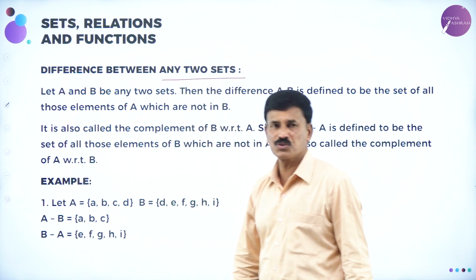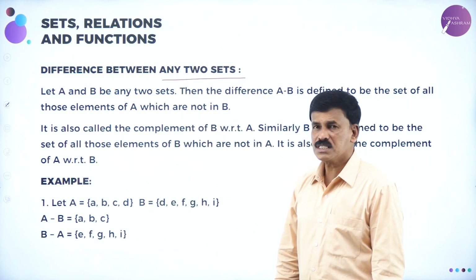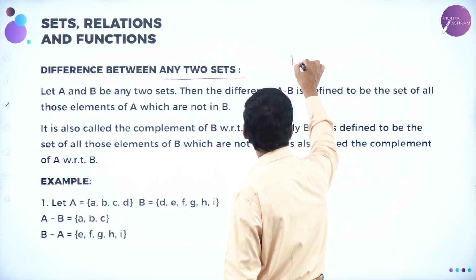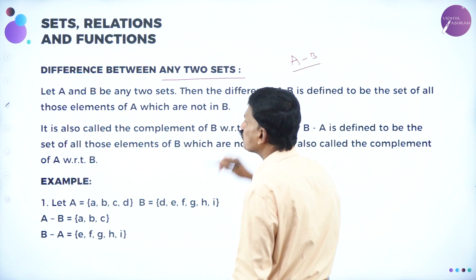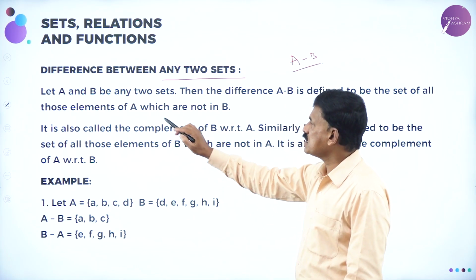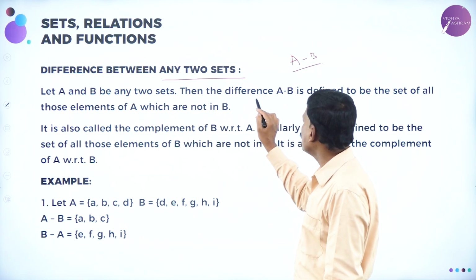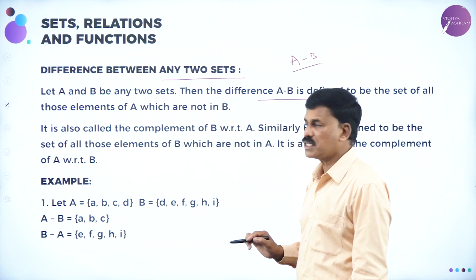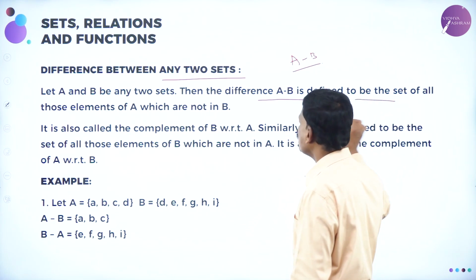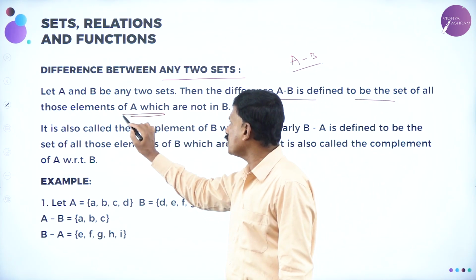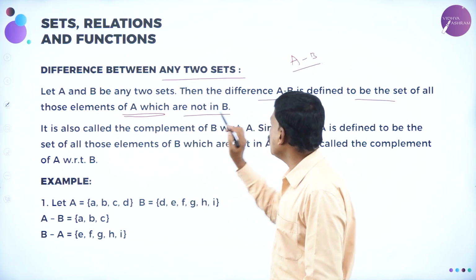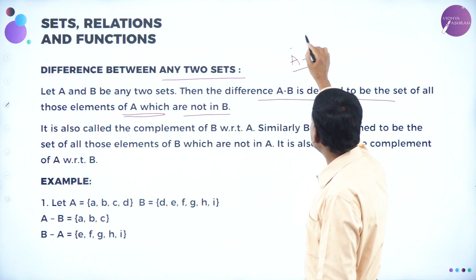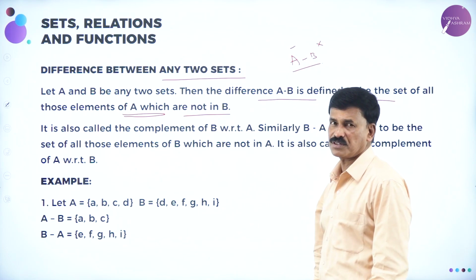The difference of two sets is denoted as A minus B. Let us consider two sets. Let A and B be any two sets. Then the difference of A and B, denoted as A minus B, is defined to be the set of all those elements which are in A but not in B. A minus B means all the elements which are in A but not in B is called the difference.